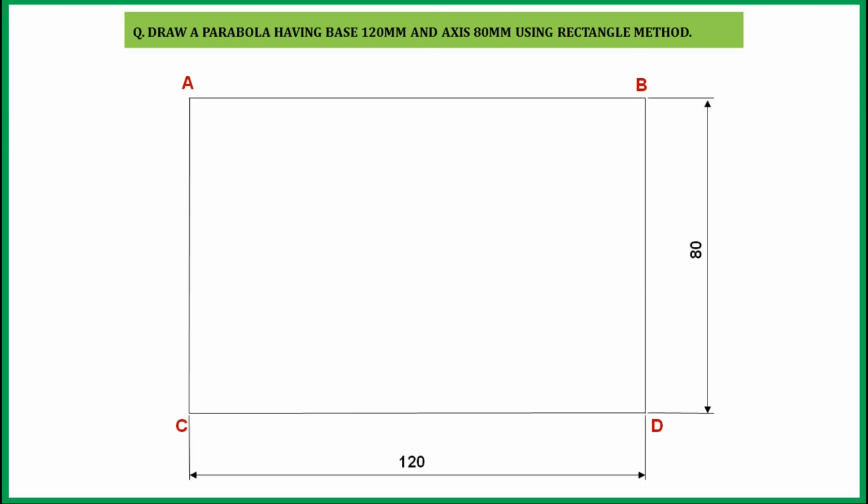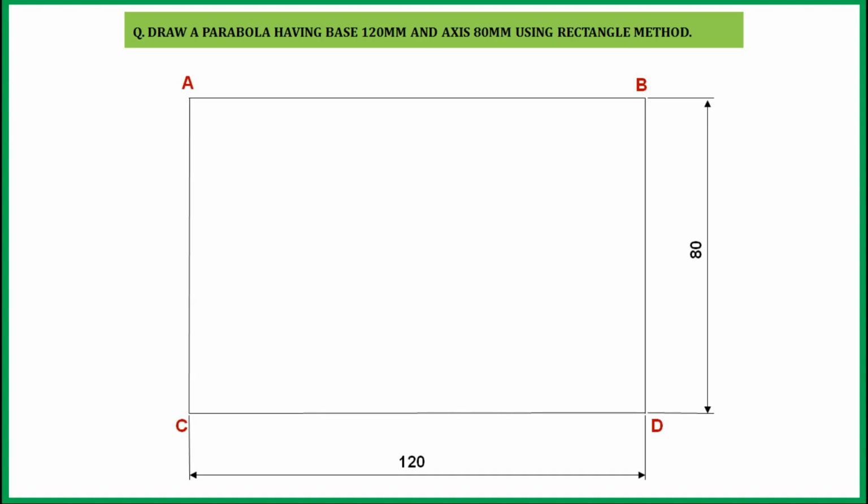So with this dimension, draw one rectangle here. The base should be horizontal and the axis should be vertical. So this rectangle is of size 120 by 80 mm, and this rectangle is designated by the letters ABCD.